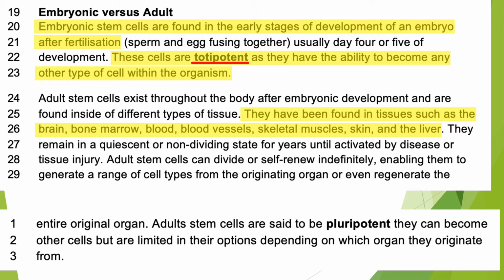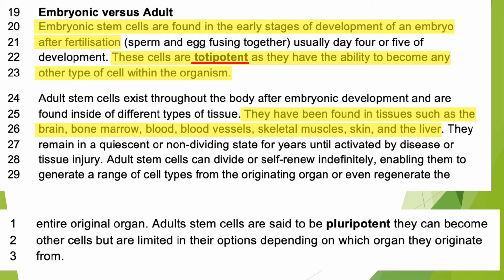Like I said, you can find these adult stem cells all over your body, but the issue is that they can only be programmed for that type of cell. From the organ that they originate from, that's the only type of cell they can become. So you can't take a stem cell from your skin and expect it to become muscles or blood. Continuing on, it says they remain in a quiescent or non-dividing state for years until activated by disease or tissue injury.